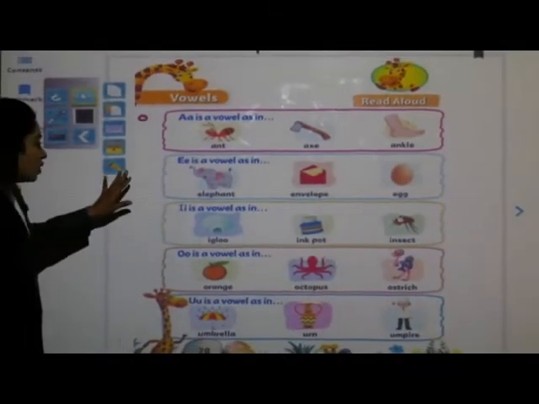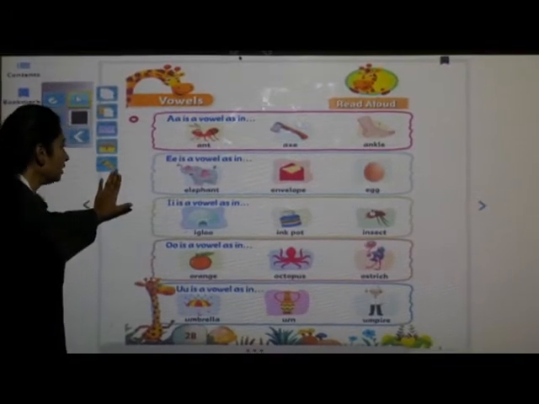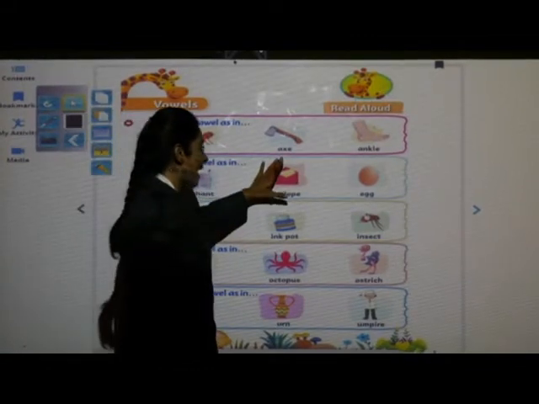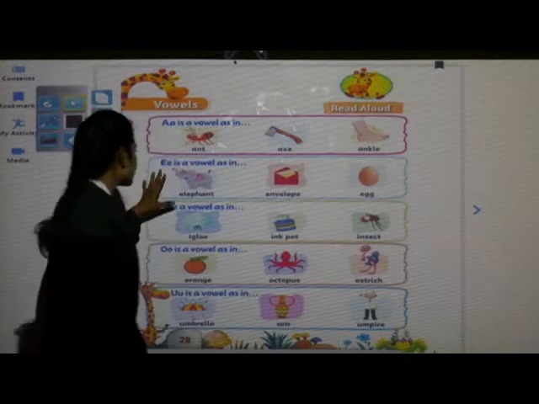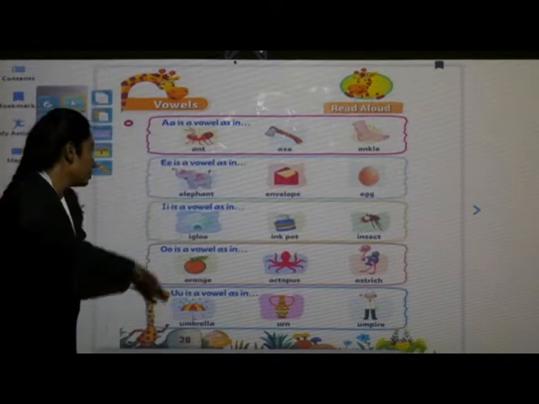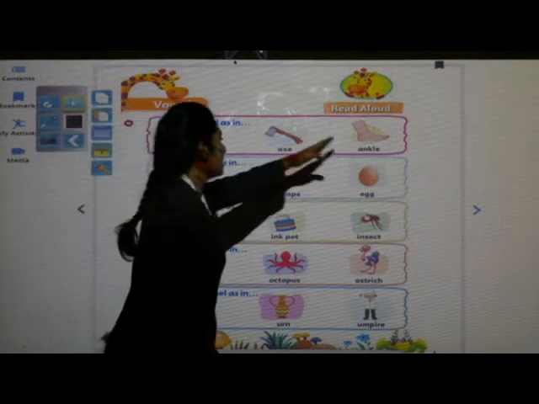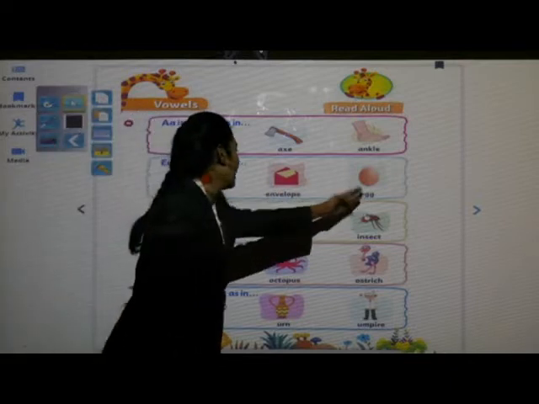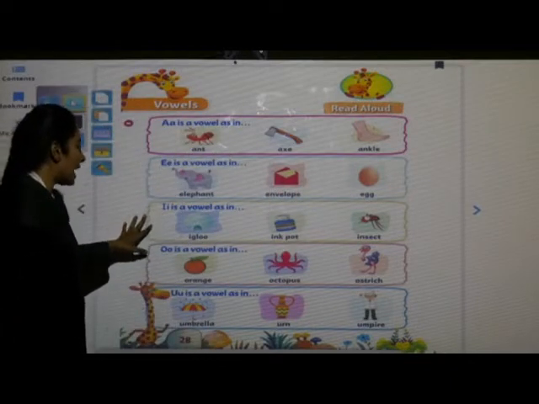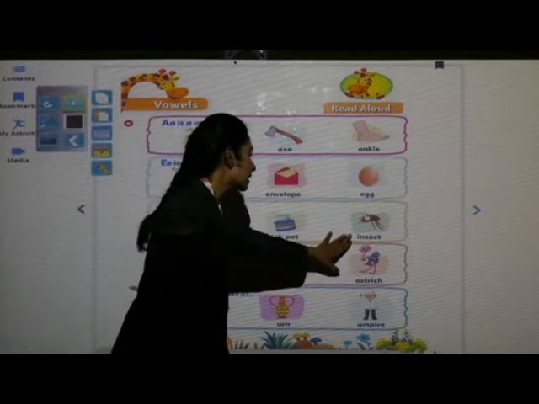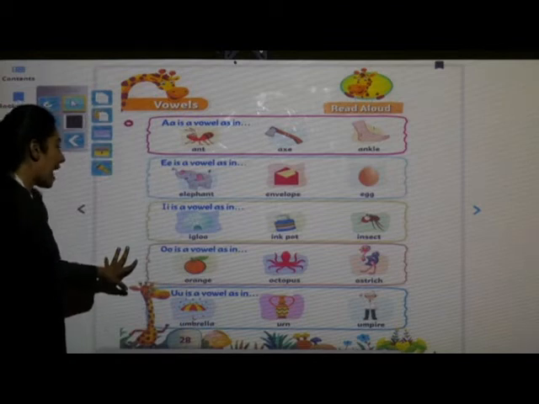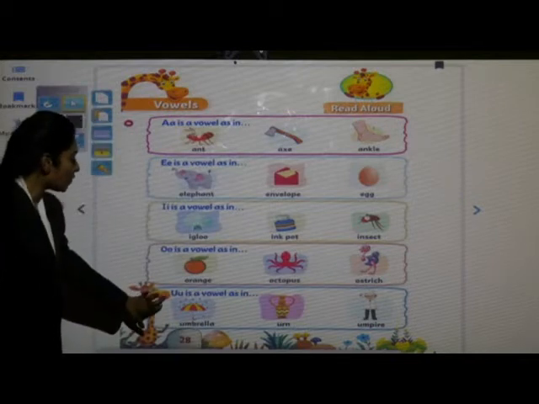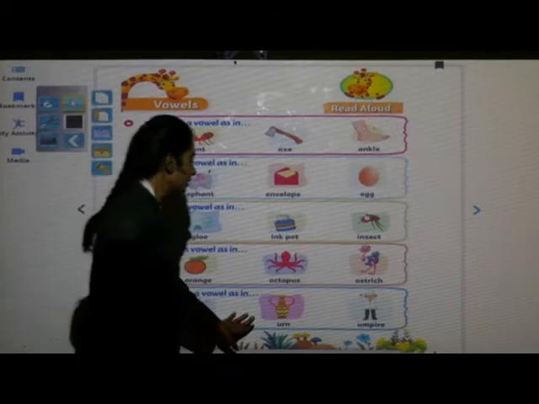We have learned vowels and consonants. From that, this is page number 28. A is a vowel, as in A for ant, A for axe, A for ankle. Next, A, E, I, O, U. From that, first is ant, axe, ankle. Next, E is a vowel, as in elephant, envelope, egg. Next, I is a vowel, as in igloo, inkpot, insect. O is a vowel, as in orange, octopus, ostrich. Lastly, U is a vowel, as in umbrella, onion, umpire.